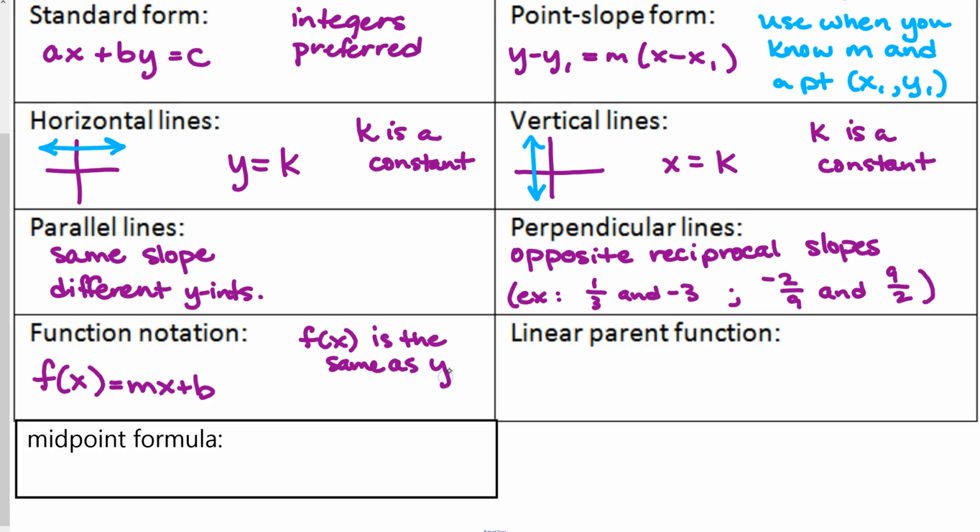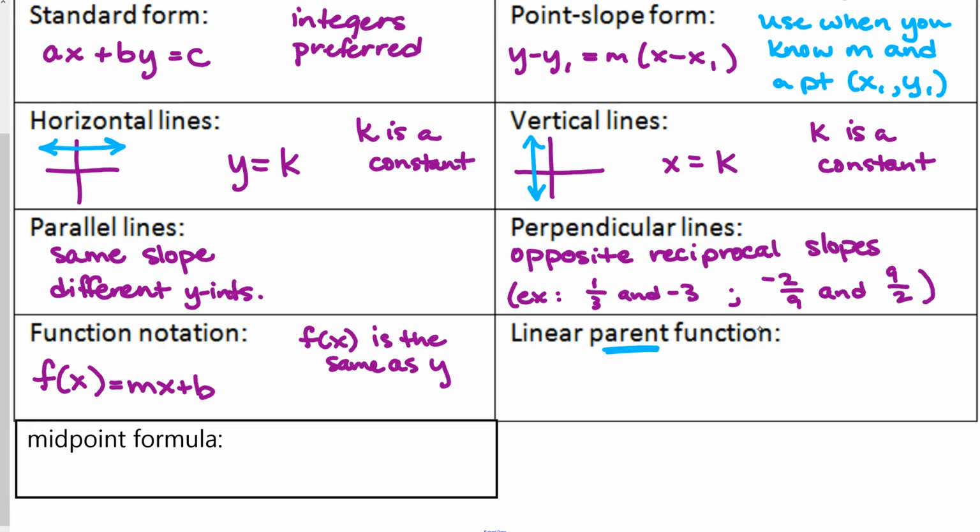What we're doing is naming our function f, as in Frank, and we are saying that what you're inputting is the thing in parentheses. And we're going to practice that a little bit in a minute. Okay, in this class, we often refer to parent functions.